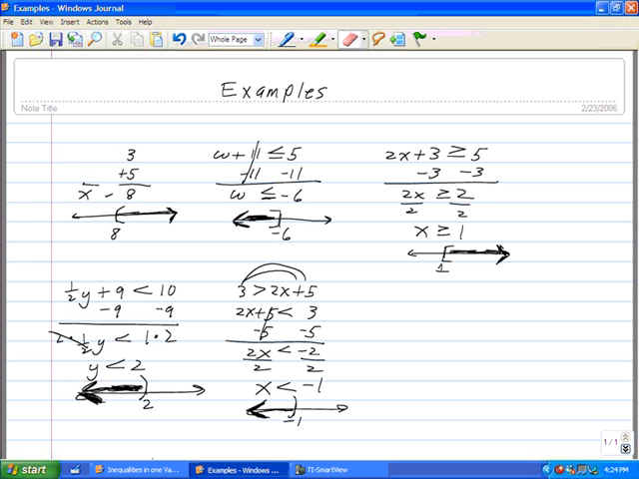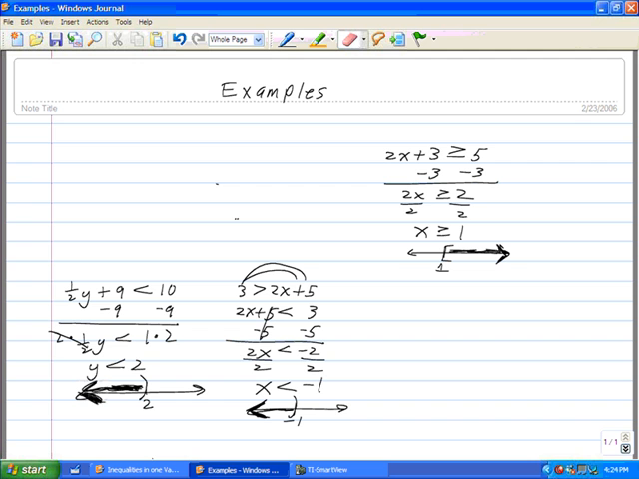So let's look at an example or two of this happening. Let's clear a little bit of space here, some older examples, and see how that works. Let's say we had negative 4x minus 3 being greater than 5. I would first add 3 to both sides. I would get negative 4x being greater than 8.